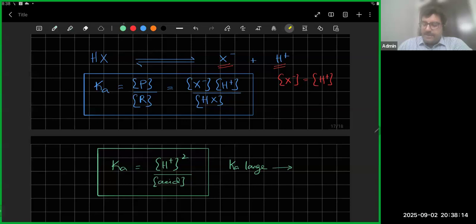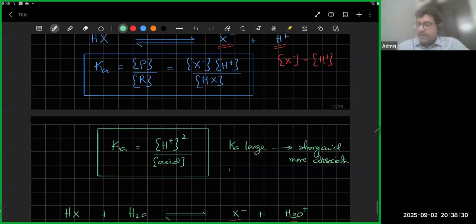If K is large, that means it's a strong acid. That means you'll end up with more dissociation and more H plus ions are going to be produced. Vice versa, if you have Ka and it's got a small value, what does that mean? That means you have a weaker acid, and there is going to be less dissociation in that case. So keep these two things in mind.